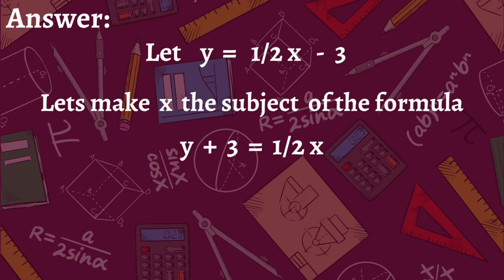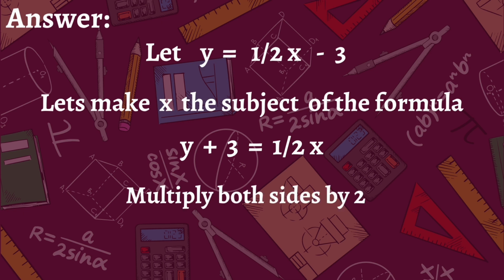Our goal now becomes to make x the subject of the formula. So we move minus 3 over to the left hand side and we multiply both sides of the equation by 2. This will give us 2 into y plus 3 equal to x, which means that x is equal to 2 into y plus 3. This has become our inverse function.